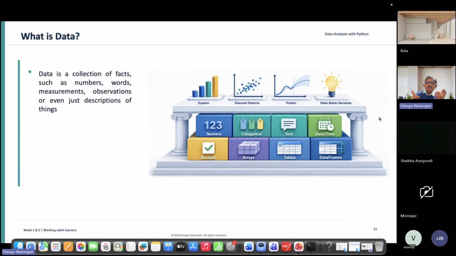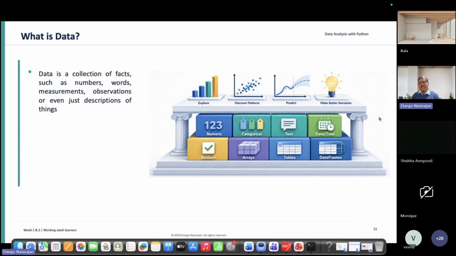Quantitative means numbers. If I ask you how many pens you have, you will say 5 pens. If I ask you what's the temperature now, you will say 30.2. So you will tell me in the form of numbers. The other is categorical data, where if I ask you your gender, you will not say 1, 2, 0 something. You will say male, female, like that. So it is called categorical data.